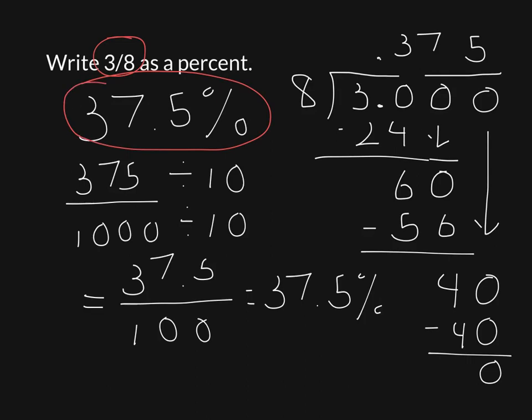And the focus is you're going to need to do this whenever what you have in the denominator doesn't turn into 100 easily. Whenever that happens, you've got to use long division.